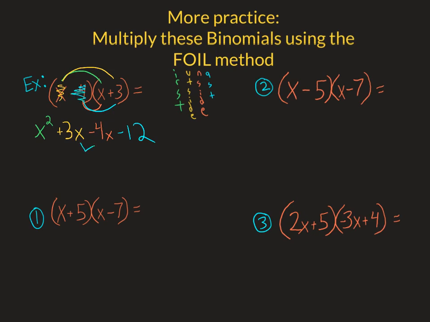Look for any like terms. You're going to see always that middle one is like in this type of problem. So that's 3x and negative 4x is just negative 1. But we're going to get in the habit of not writing the negative 1. Just put negative x. There you go. Pause it. You're going to do the other 3. Go.